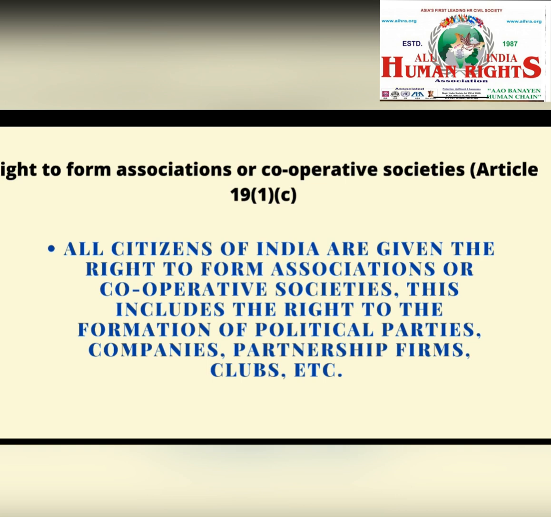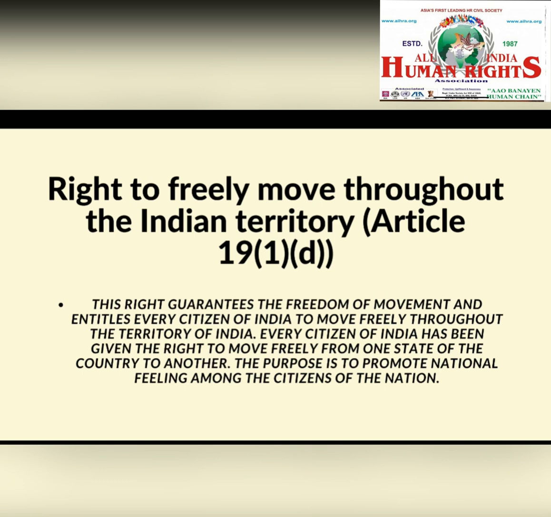Article 19, Clause 1, Subclause C talks about the right to form association or cooperative societies. Now, under this right, every citizen of India has a right to form political parties, a company, partnership firm, clubs, etc. Article 19, Clause 1, Subclause D talks about freedom of movement. You can go anywhere you like within the territory of India. Every citizen of India has been given the right to move freely from one state of the country to another. Now, the sole purpose of this is to promote national feeling among all the citizens of the nation.